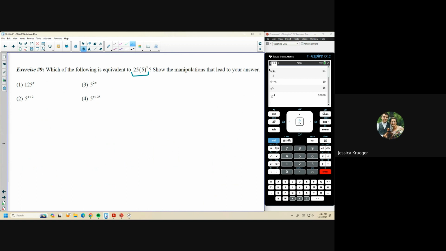Okay. I want to think about how I can rewrite this. 25 is 5 squared times, this is just 5 to the x power. When you're multiplying, what can you do with your exponents? You can add them. So which of the following is equivalent? And I see 5 to the x plus 2. So that is the same thing. Okay. 125 to the x is a common incorrect answer. You can't multiply 25 by 5 because 5 is being raised to a power. So you have to be careful.